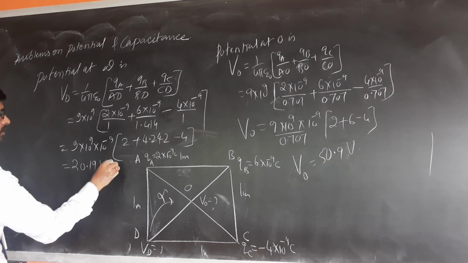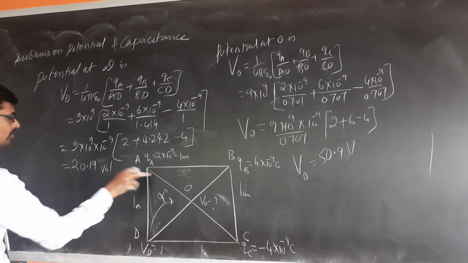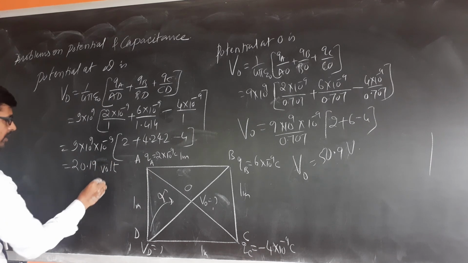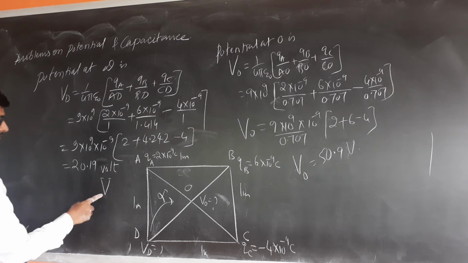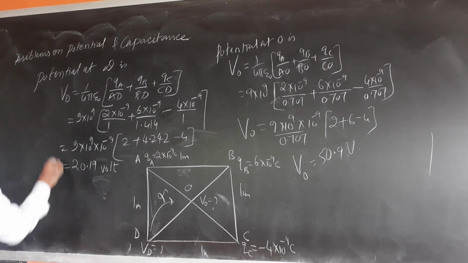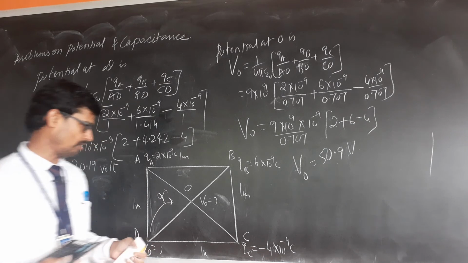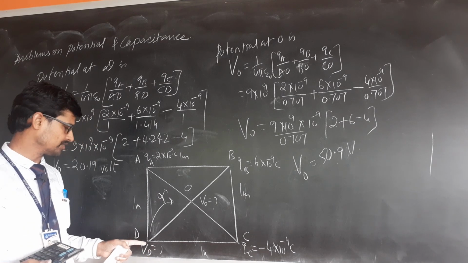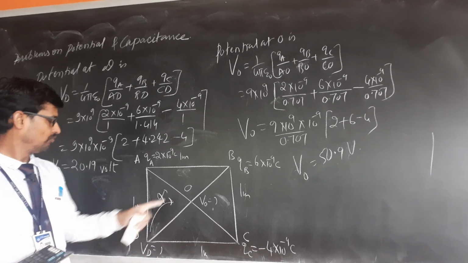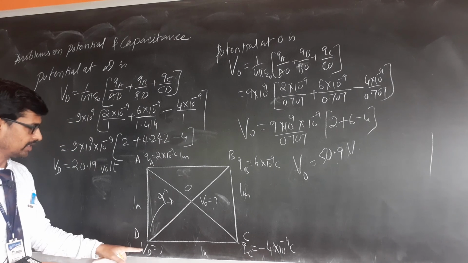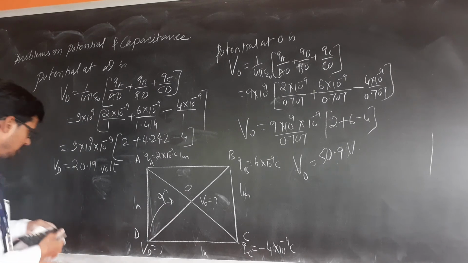Volt. If you want to write the full name, then write it with a small letter, volt. If you want to write only one single letter, then V, capital letter, like this. This is VD. Please be aware of the next part now. We want to move the charge from D to O, fourth corner to the center of the square. So you find potential at D, potential at O.